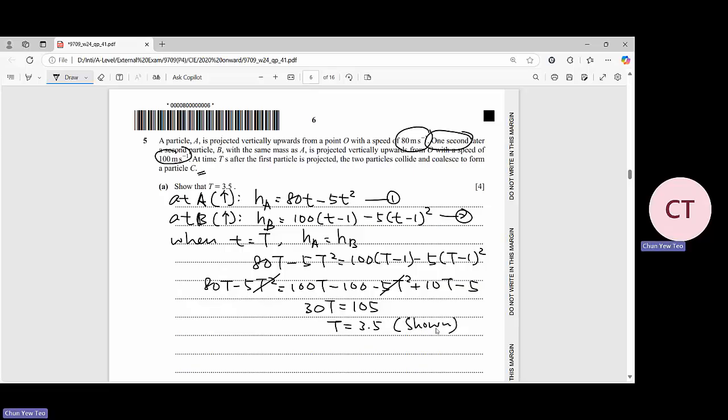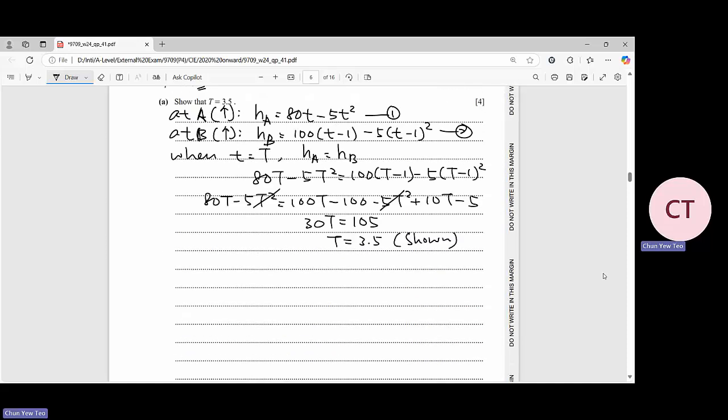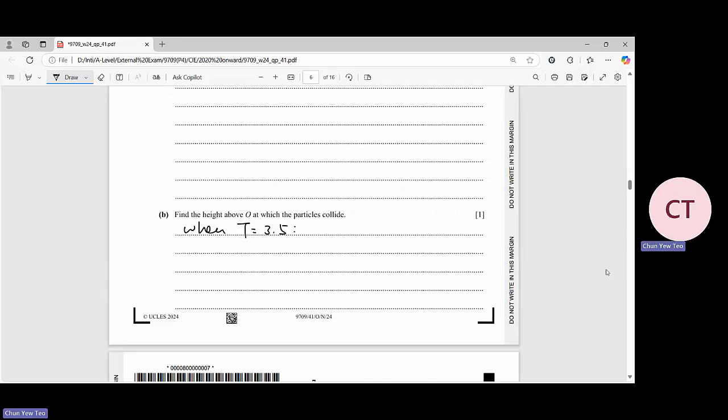Okay, so done for part A. Now we're moving on to part B, the height above O at which the particles collide. When t is equal to 3.5, for the height above O, we can just put in either HA or HB, that is up to us. So we just put HA is equal to 80 times 3.5 minus 5 times 3.5 squared. And just press the calculator.